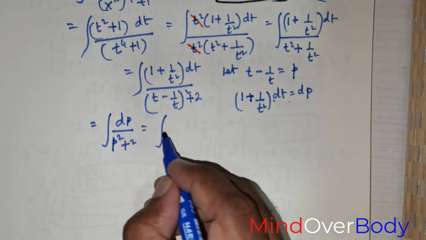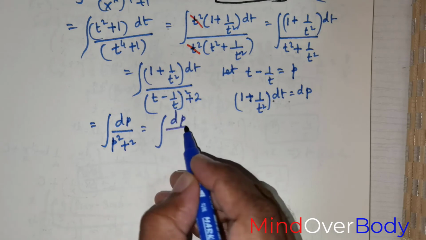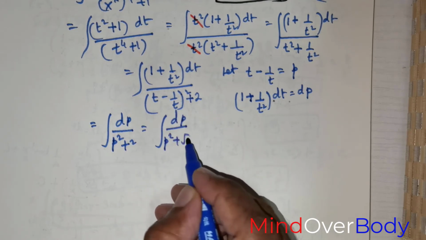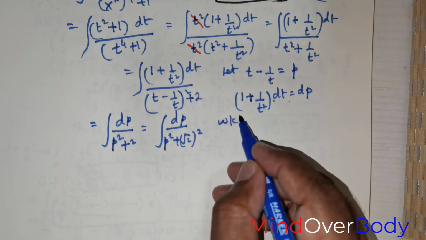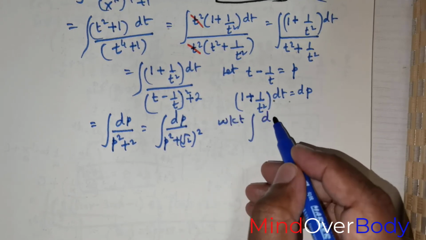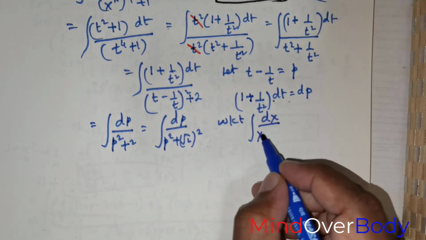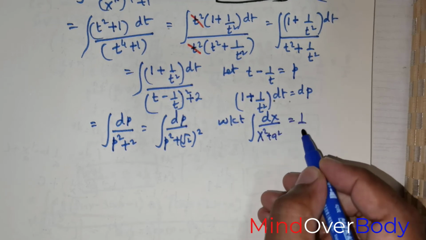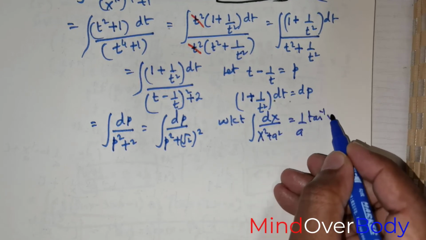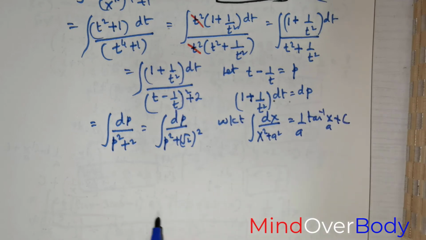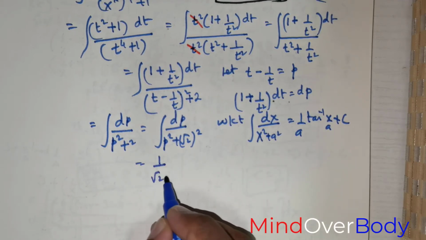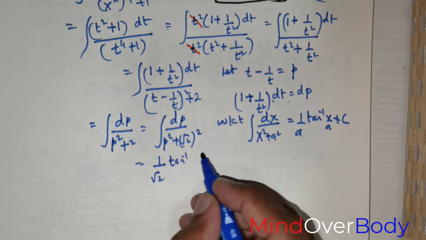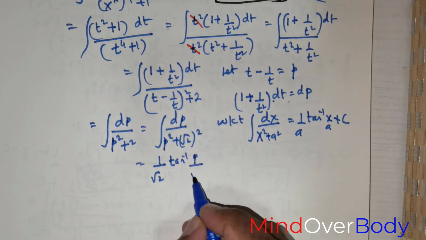I'm going to rewrite this as integral dp over p squared positive root of 2 raised to the power of 2. Now we know the formula. So what is the formula we know? We know that integral dx over x squared positive a squared is equal to 1 over a tan inverse of x over a positive c. So using the formula, this is going to be 1 over a, that's going to be root 2 tan inverse of x over a.